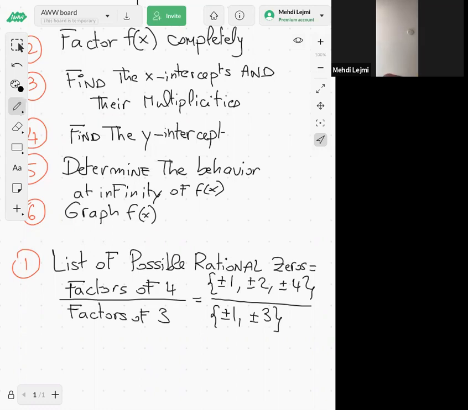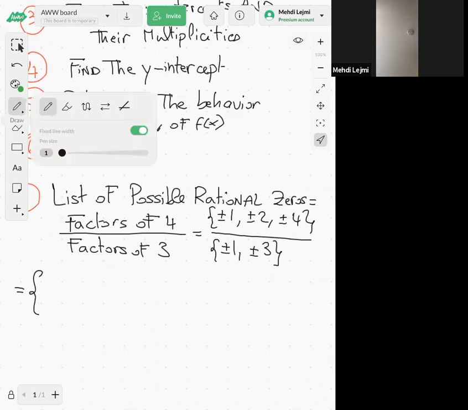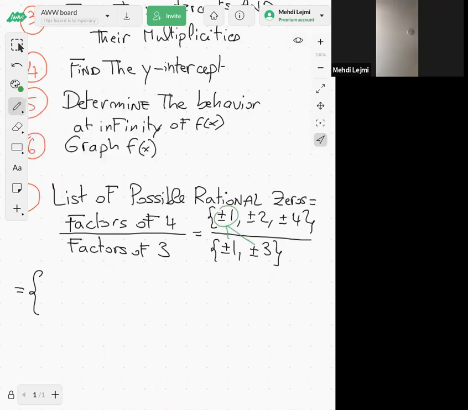All right. So then the list would be, we have to divide each of the factors of 4 by each of the factors of 3. So first, we're going to divide 1 by 1 and then by 3. So 1 divided by 1 is 1, and then 1 divided by 3 is 1/3. The same thing for 2: divided by 1, it's 2, and divided by 3, it's 2/3. Now 4 divided by 1, and then divided by 3. So it's 4 over 1, and then 4 over 3. So this is the list of possible rational zeros of my polynomial, right?